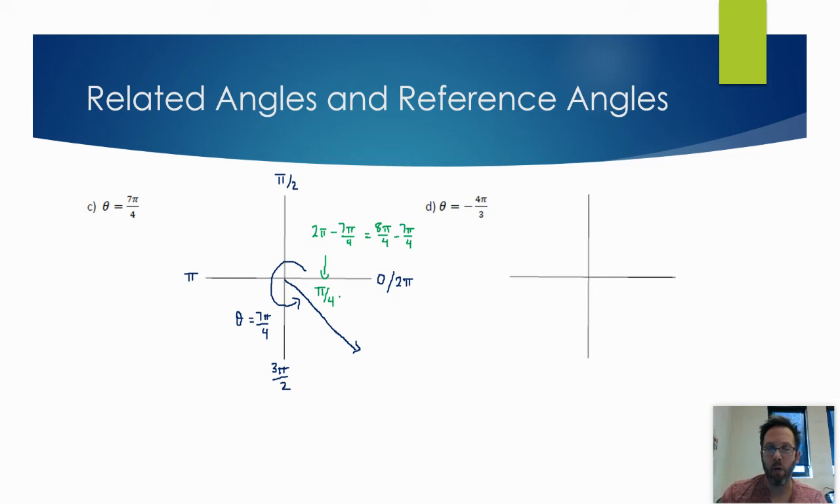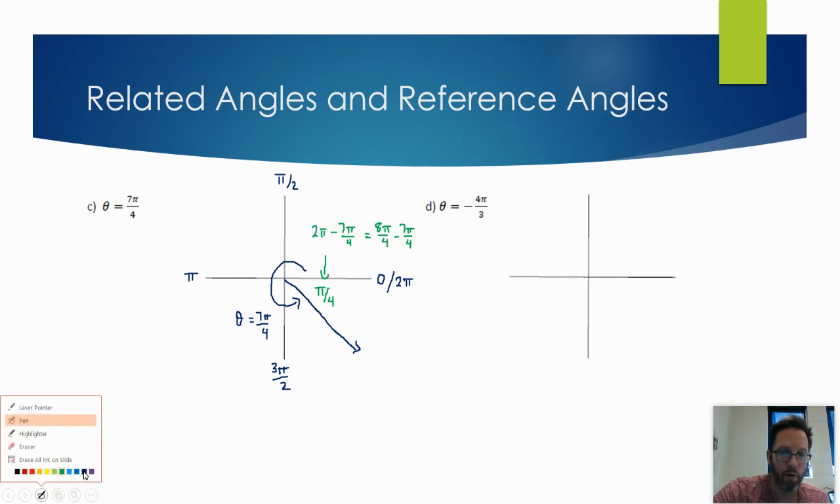Alternatively, and this is the long way, we ideally don't want to do it this way though, 7 pi over 4 is 315 degrees. You can get the reference angle in degrees, 45, and convert it back, but we would like to be able to work with radians. Let's try D.